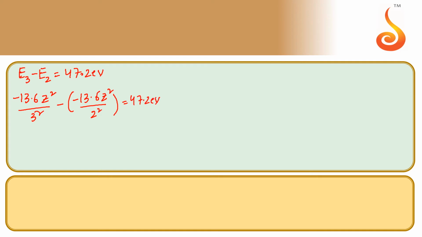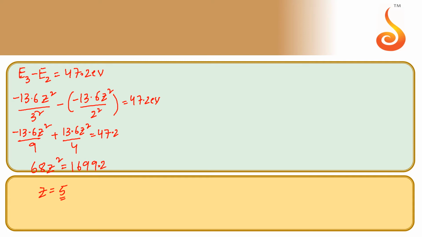So what we get? Minus 13.6 Z square by 9 plus 13.6 Z square by 4 is equal to 47.2. By simplifying it, what we get here, 68 Z square is equal to 1699.2. So the Z value we will get is 5. So the atomic number of the given element is 5. So option A we calculated.